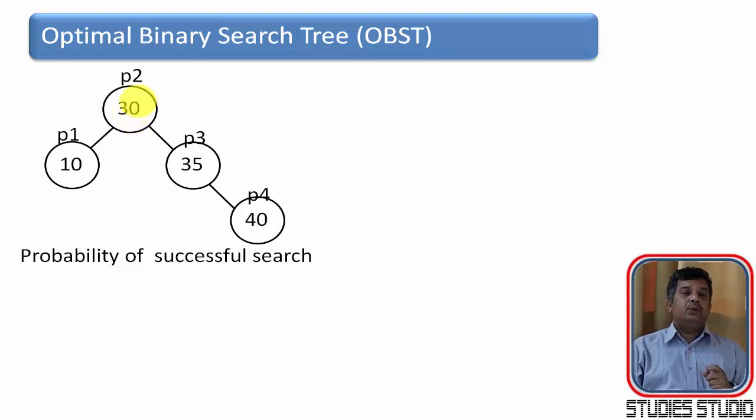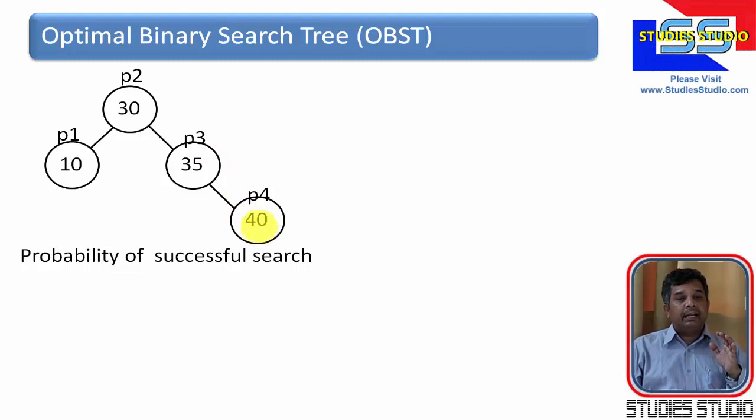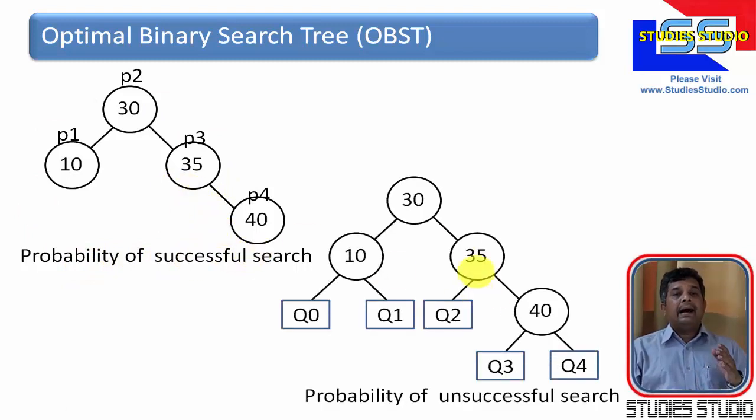For example, you can see the probability of searching 30 is, let us say, P2, the probability of searching 10 is P1, the probability of searching 35 is P3 and the probability of searching 40 is P4. So for this tree I'll say this is the probability of successful search. Similarly, I can have the probability of unsuccessful search.